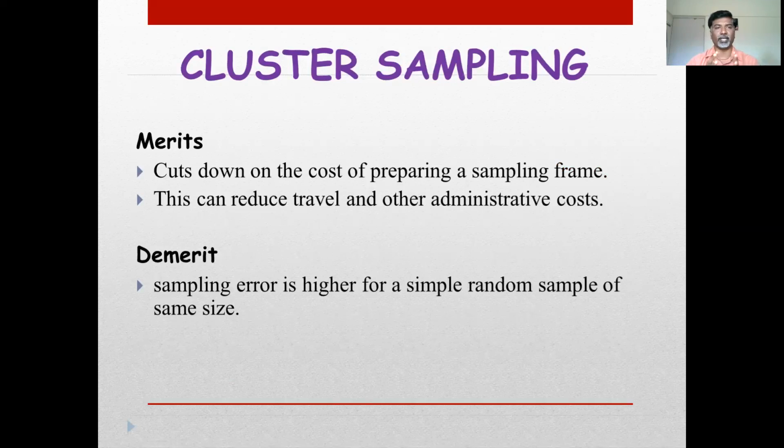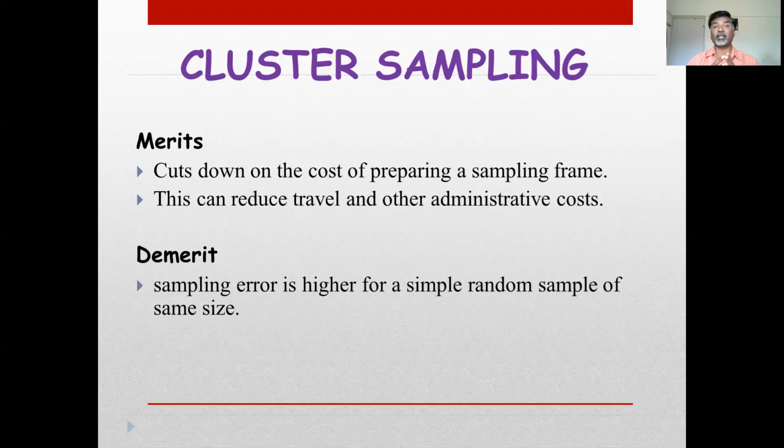Cluster sampling has some merits. It cuts down the cost of preparing a sampling frame. Here we are not creating different sampling frames. We divide the total population into a number of clusters, and those clusters we use for our study. This also reduces travel and administrative cost, because for the clusters we select, we only take all members of those clusters into consideration, not members from different clusters. Only the cluster under study is the part you have to take into consideration.